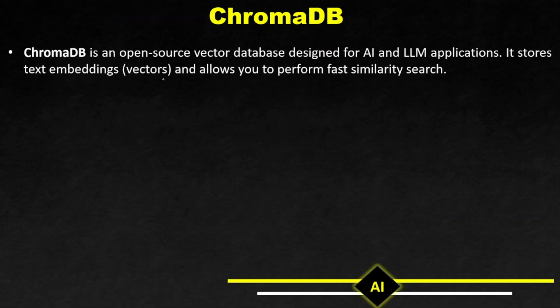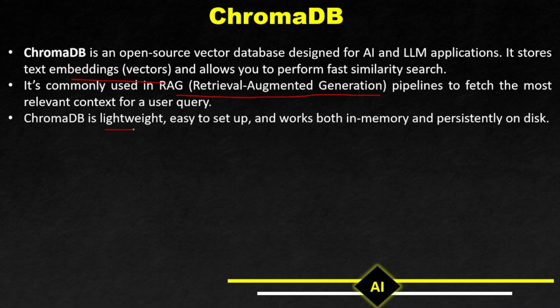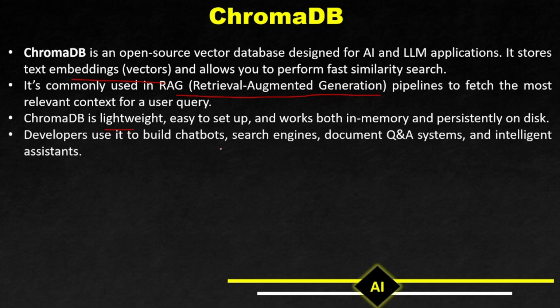ChromaDB is an open source vector database designed for AI and LLM applications. It stores text embeddings, that is vectors, and allows you to perform fast similarity search. It is commonly used in RAG, retrieval augmented generation pipelines. ChromaDB is lightweight and easy to set up, and that's why it is used by many people. Developers use it to build chatbots, search engines, document Q&A systems, and intelligent assistants.